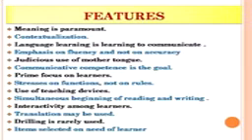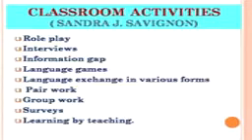Next, the last one is items should be selected on need of learners. That is, need and necessity of the learners are to be given importance. Next, we will discuss the different types of classroom activities that can be engaged in the classroom. Now we will discuss the opinion of Sandra J. Savignon. The first activity that can be implemented in the classroom is role play.